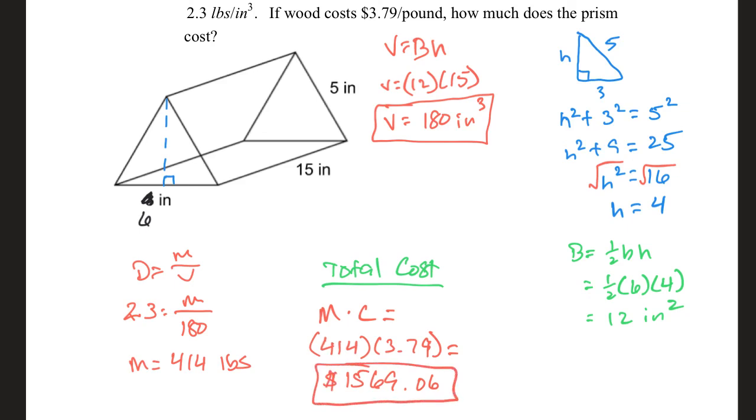There you go. So find the volume first, and then plug the volume into the DMV formula for density to find your mass, and then just multiply the mass of the entire prism by how much it costs per pound, per something else, whatever. Okay, and that's how you find the total cost of the prism.